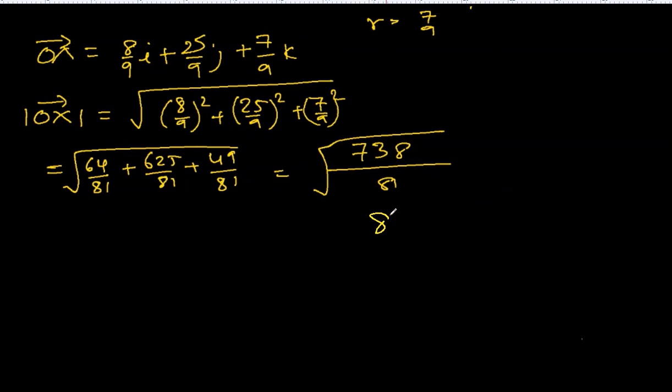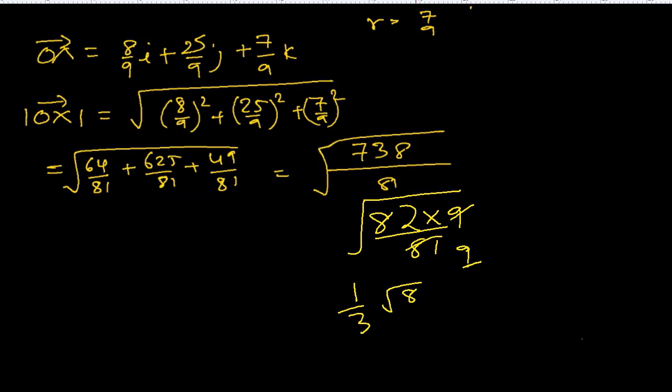738 is 82 times 9, and we have 81 as denominator. 9 and 81 cancel out 9. And when this 9 comes out, it becomes 1 over 3, and we are left with 82 inside, and this is what was the required number.